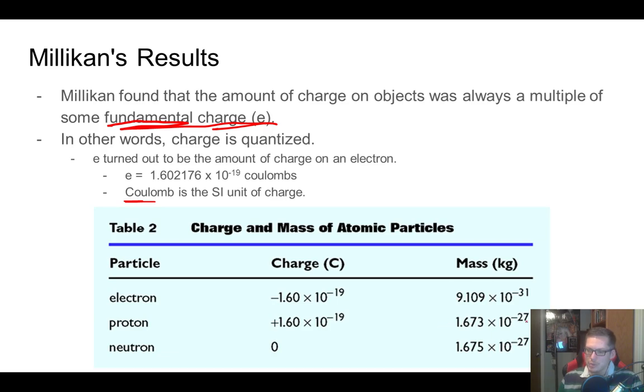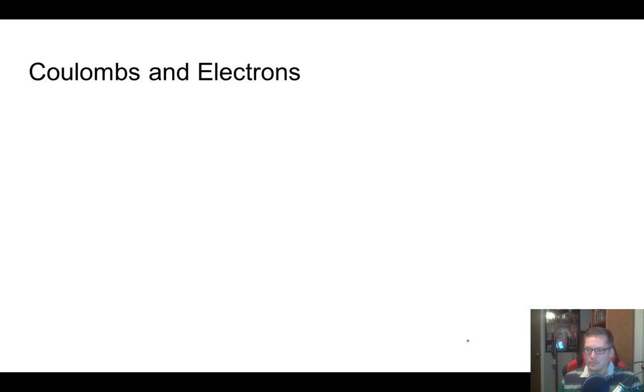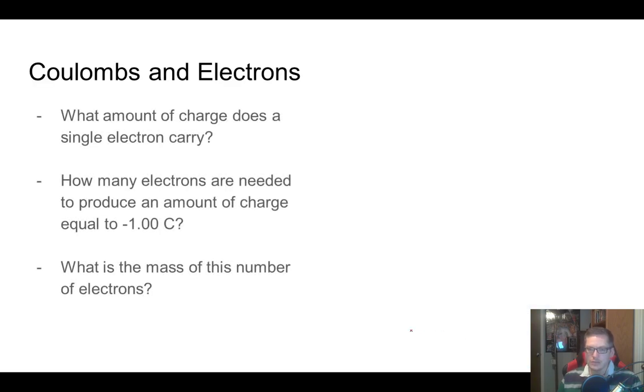Protons, you can see, are about 1,000 times more massive than electrons, and protons and neutrons are about the same size. Neutrons are slightly heavier. Okay. All right. So, what amount of charge does a single electron carry? Well, we just established that. That's negative 1.60 times 10 to the negative 19th coulombs per electron.